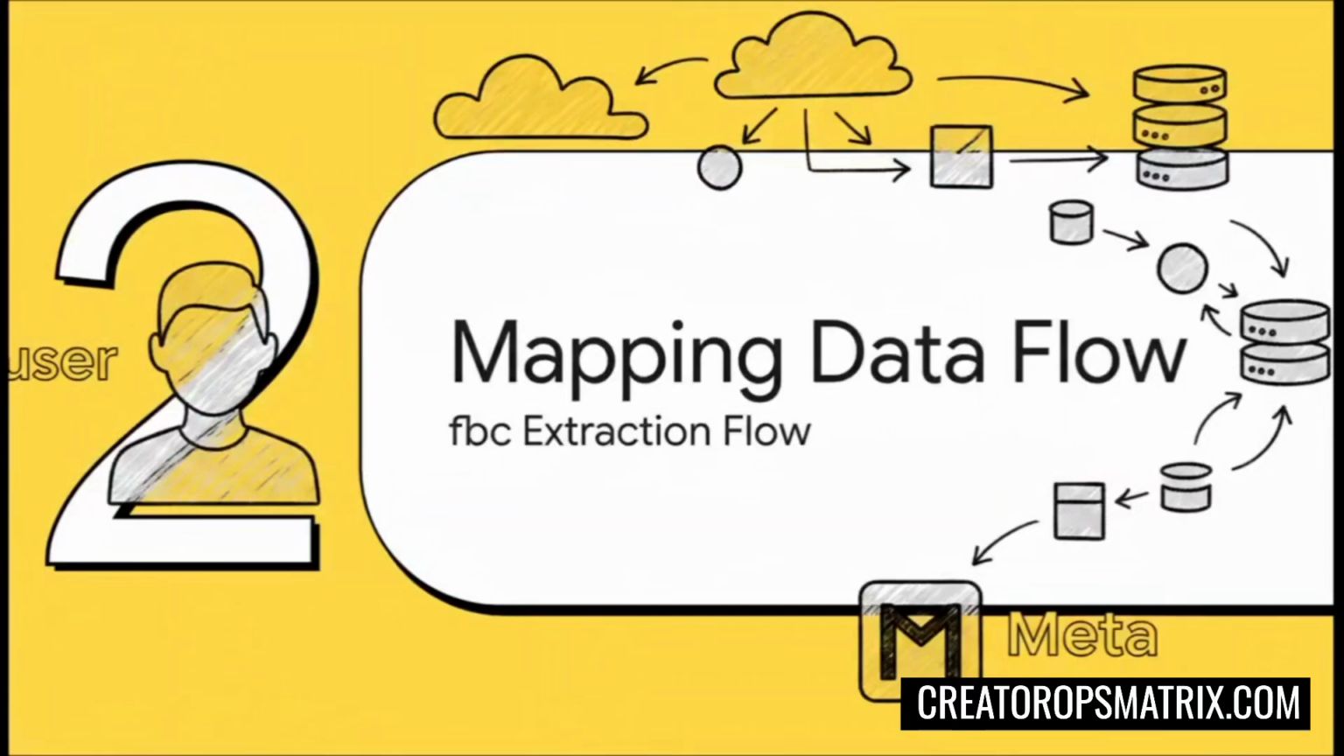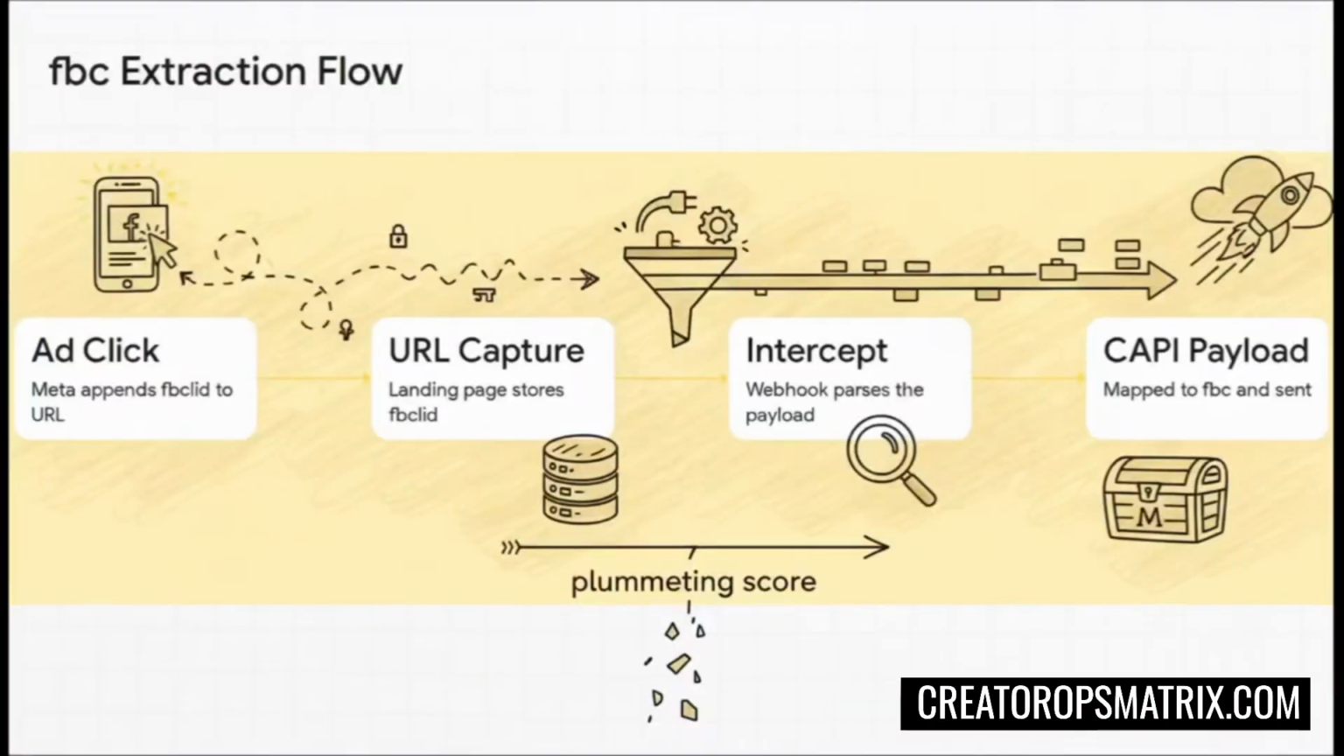Moving on to Section 2, mapping the data flow, the FBC data extraction architecture. You absolutely cannot rely on the browser anymore. You have to dynamically capture the click identifier and route it through your backend API following a very specific sequence.